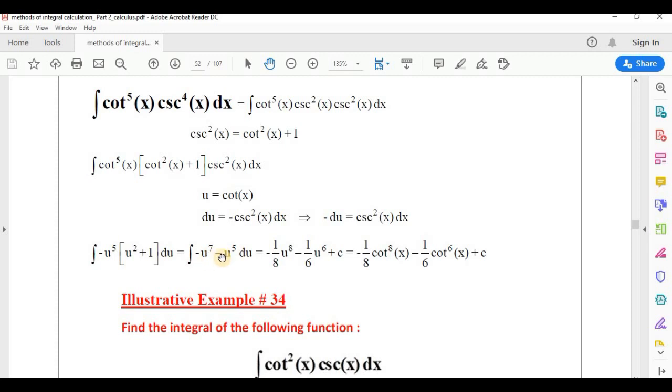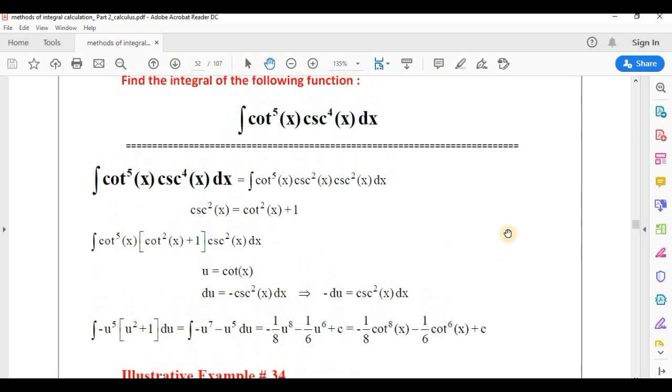We just increase 1 in the exponent and divide by the new exponent, and we will get the result of this integral in terms of u. The last step, we will put the integral in terms of x. Simple and easy. This is for today, and see you next time.